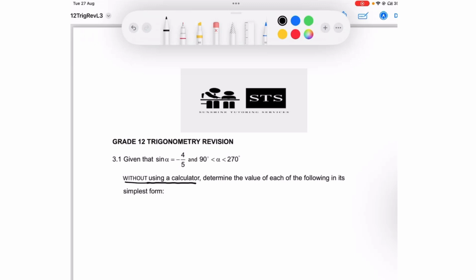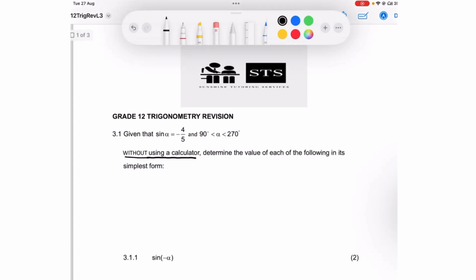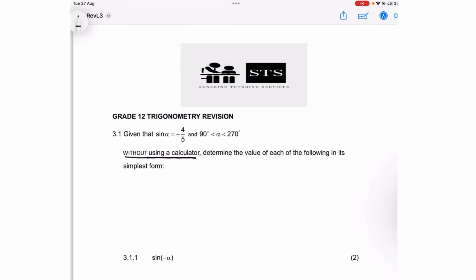And this suggests something. It already tells you that you must use a sketch. Sometimes they will say without the use of a calculator and with an aid of a sketch. In this case, they didn't say with the aid of a sketch, but we need to know that in questions like this, you must draw a Cartesian plane and then put your right angle triangle. And that's what we're gonna do.